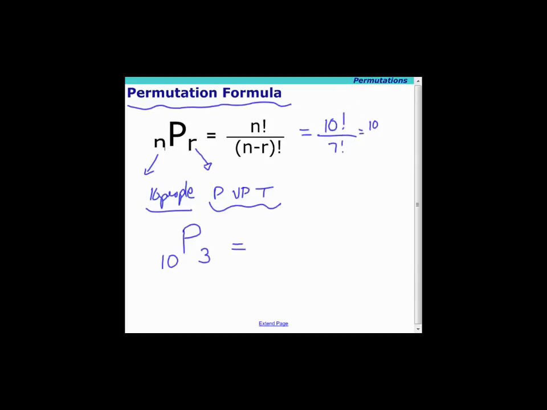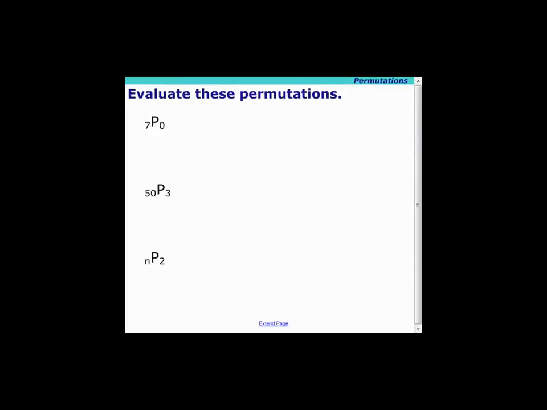I might as well just do it here. 10 times 9 times 8 times 7 factorial, with 7 factorial on the bottom. So I just have to go 8 times 9 times 10, 720. So from 10 people, there would be 720 ways I could pick 3 of them. Okay, so that's a permutation formula. Try these ones on your calculator, or try them using the formula. I won't write the numbers down here, but you can determine those.